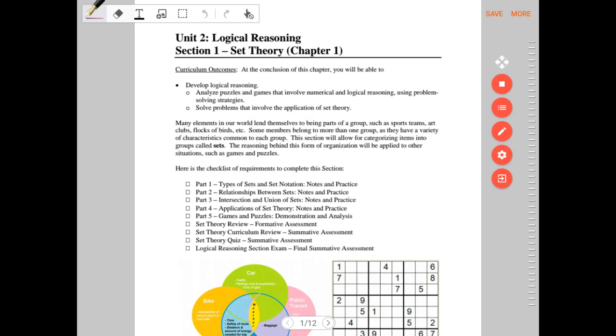All right, set theory review. There's a formative assessment, as well as a curriculum review, a set theory quiz, and a logical reasoning section exam as your final summative assessment.